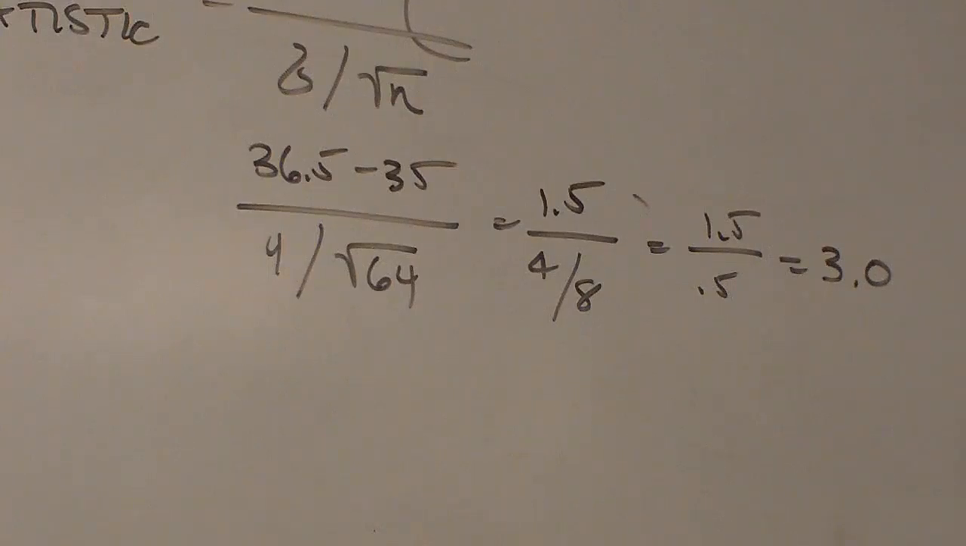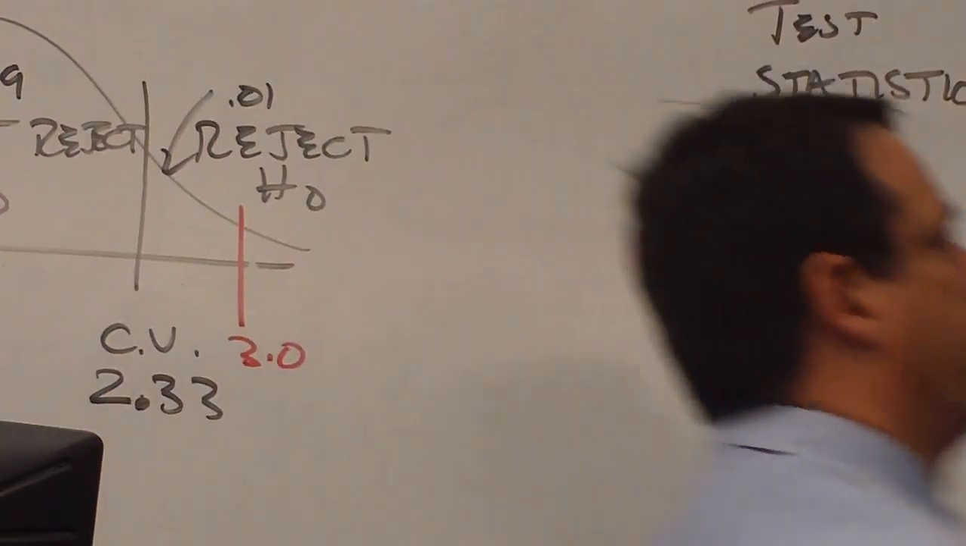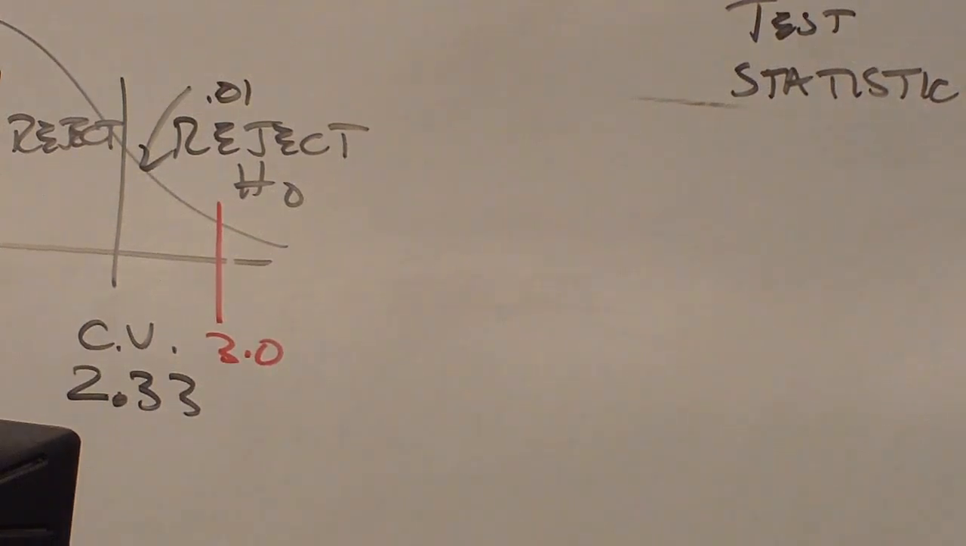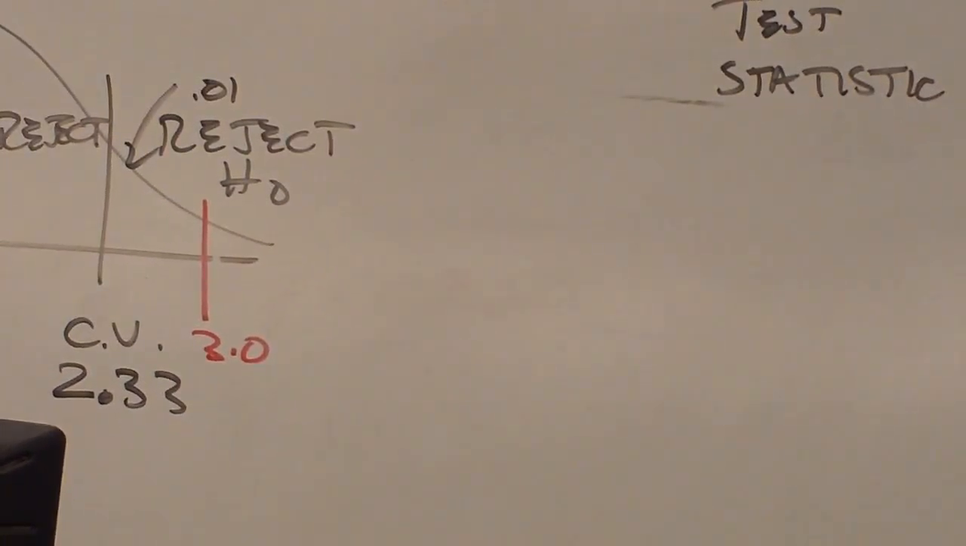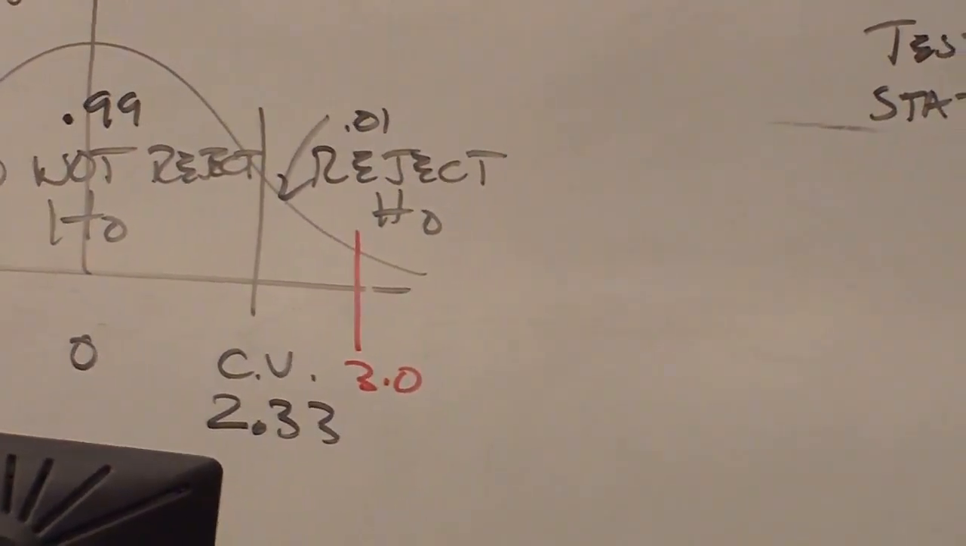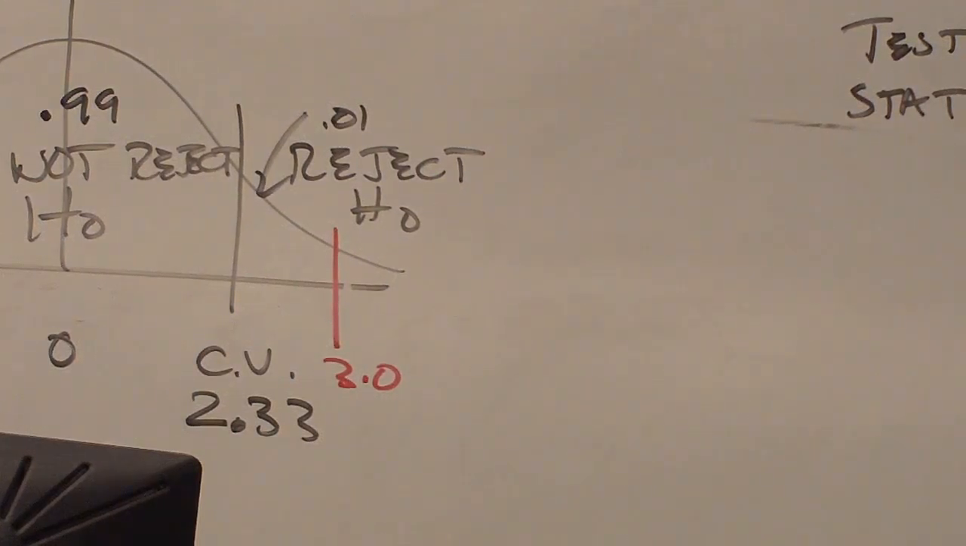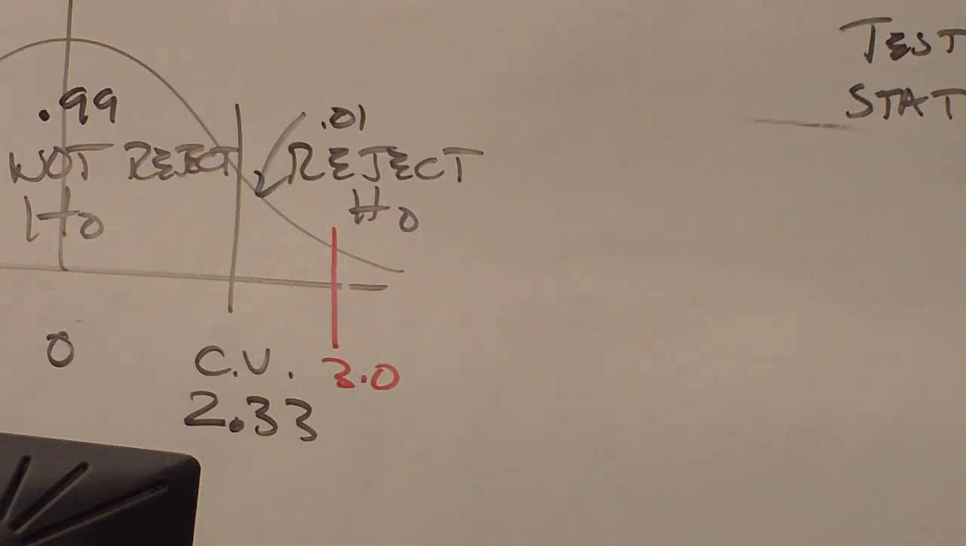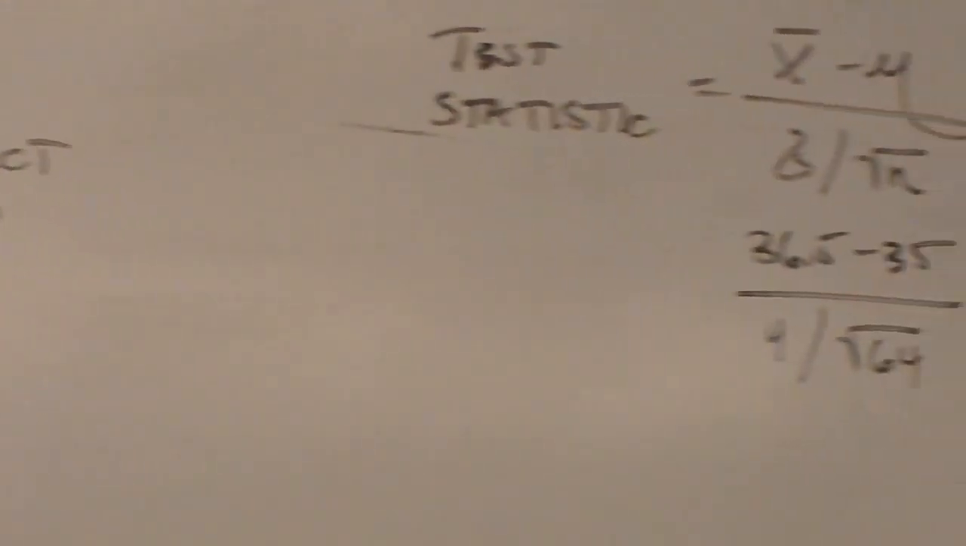Where's 3? 3.0 is right there. It's to the right of my critical value, in my reject H0 region. So if I'm willing to accept an error of 1%, I believe that the mean has increased. I believe that it is no longer 35. I believe that it has gone up, based upon my sample of 36.5 and 64 observations.